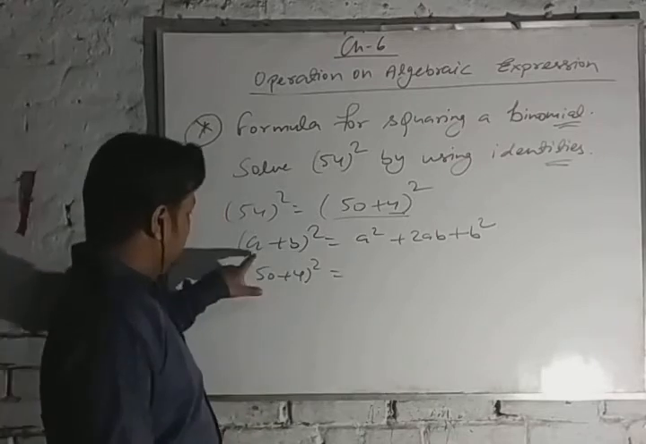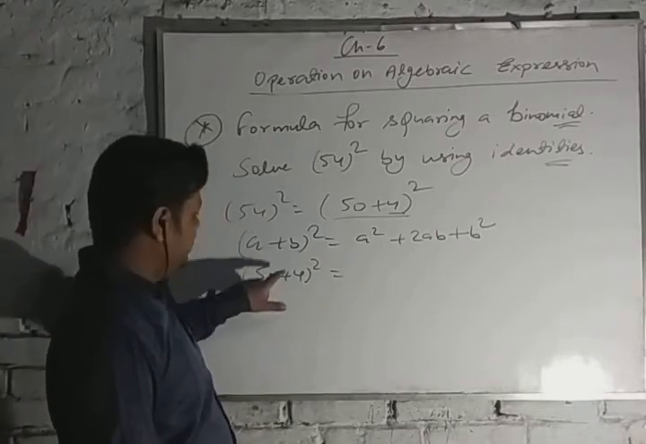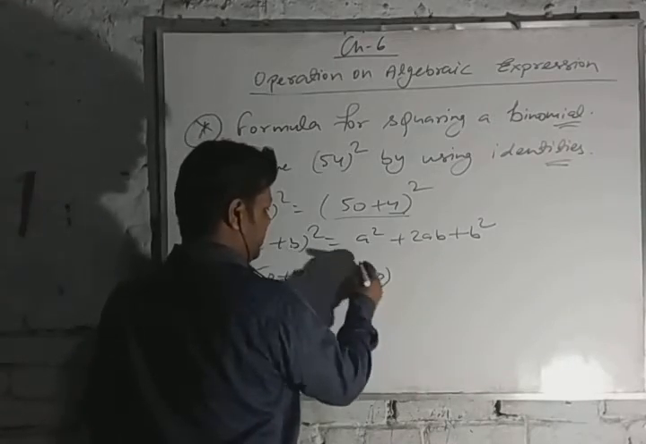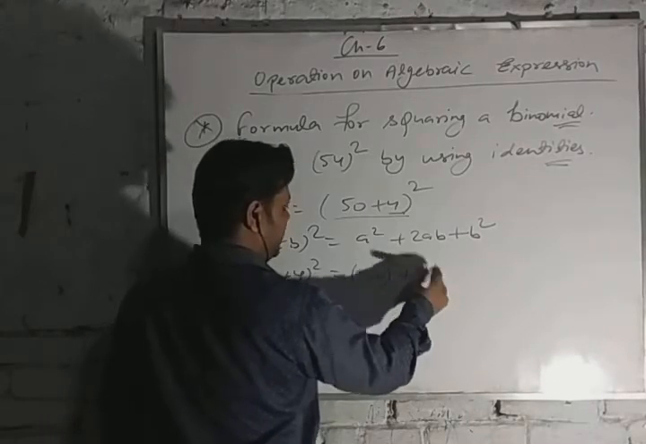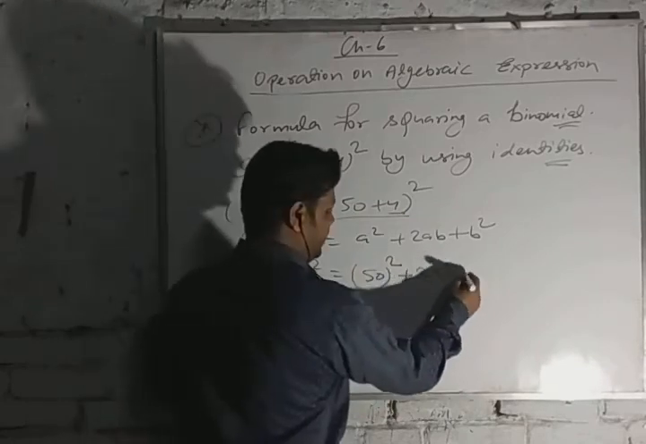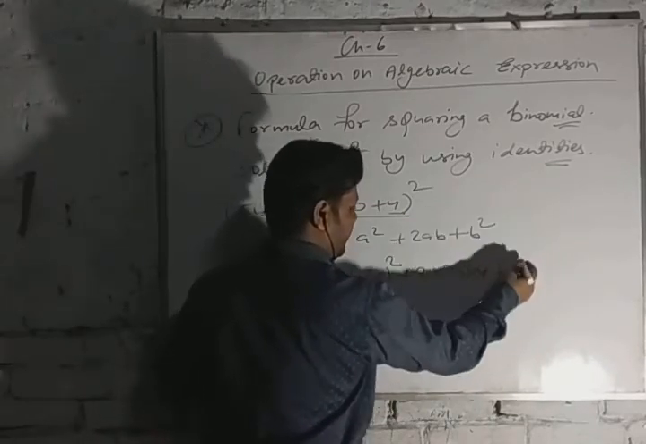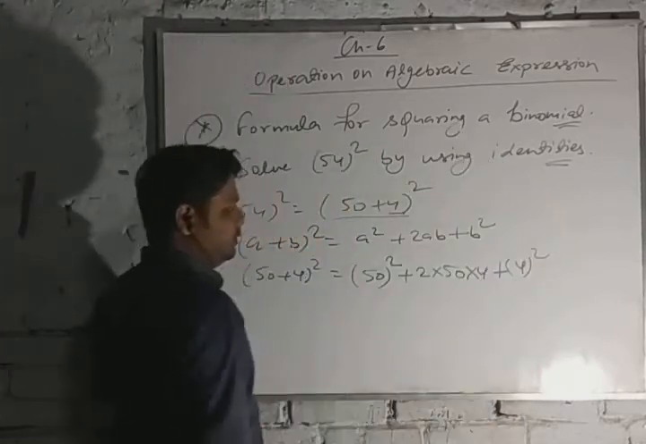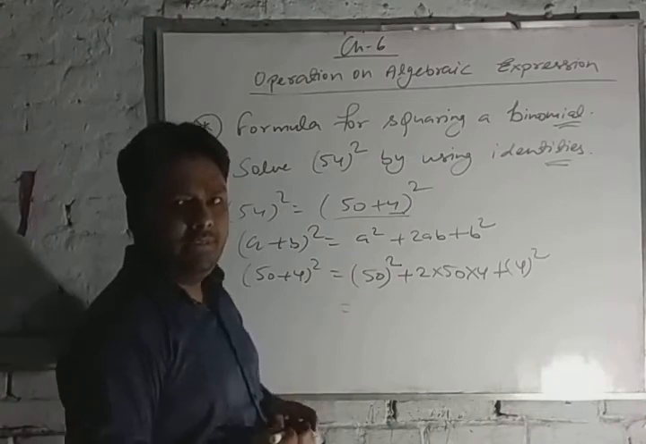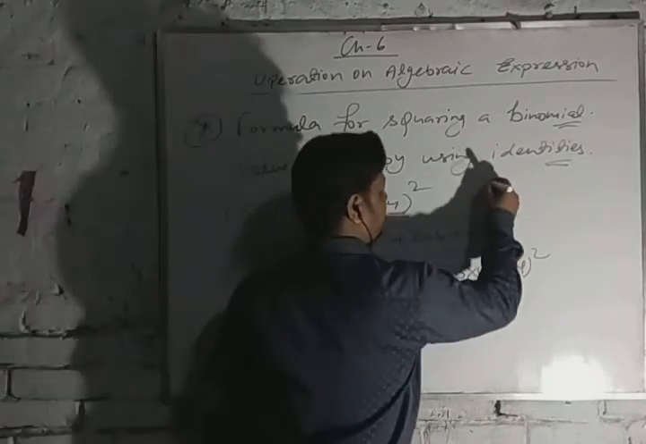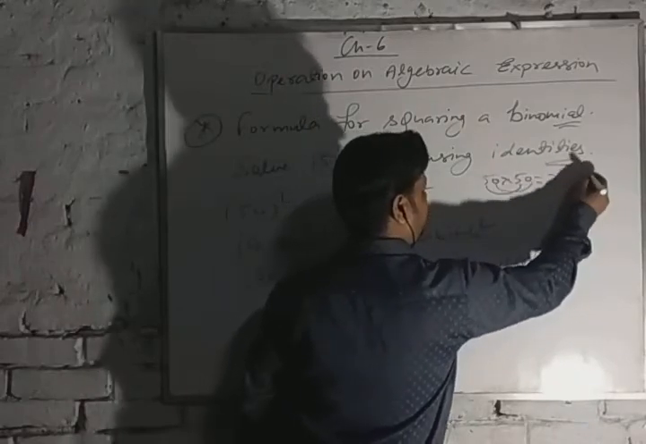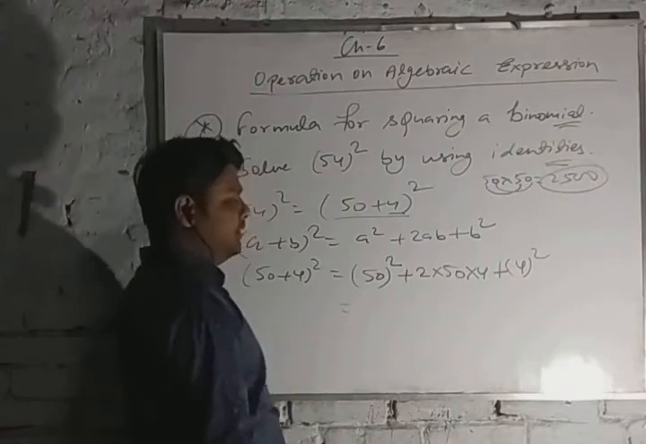You can see the value of A is 50. The value of B is 4. Put the values. Here A, 50 whole square, plus 2. There is no power on A or B, so directly we will write the values 50 and 4. That is 50 into 4 plus B square, that is 4 to the power 2. Now solve it. 50 square means 50 into 50. That is 5 fives are 25, and 1 zero and 1 zero, double 0. 2500. Directly we can multiply like this.